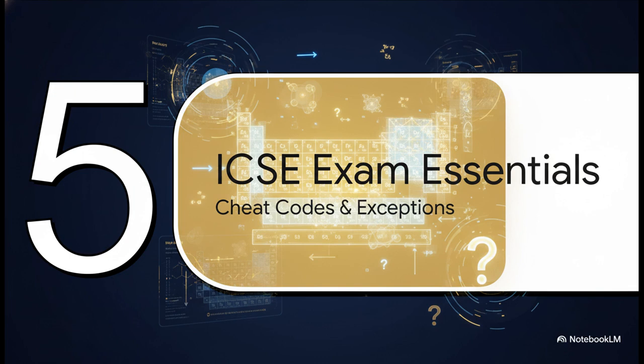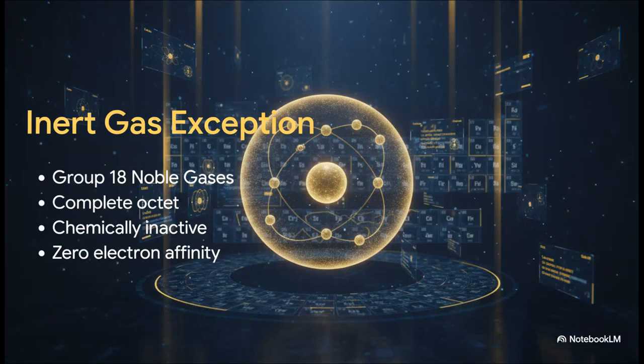And finally, Section 5, ICSE Exam Essentials. First up is the inert gas exception. Group 18 elements, the noble gases, have a perfectly complete outer shell, a full octet. Because their shells are already full, they absolutely refuse to play the chemical tug-of-war. They don't want to lose electrons, and they certainly don't want to gain any. Therefore, their electron affinity is practically zero. They're basically chemically inactive. Always remember this exception when plotting trends on an exam.